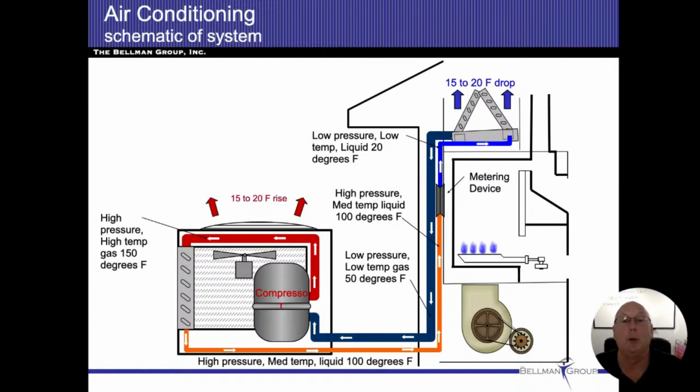degrees. As we go through our metering device, we're going to drop our pressure. When we drop our pressure, we drop our temperature. And that's going to also be a liquid. It's going to remain a liquid. So low temperature, low pressure, liquid, roughly about 20 degrees.